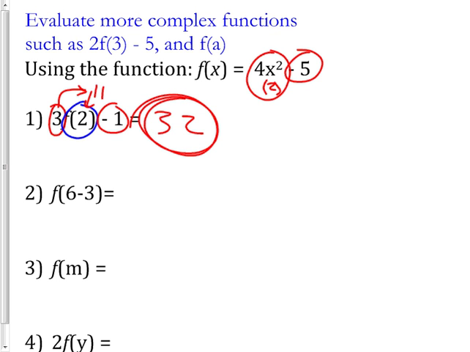Okay, next one. 6 minus 3 is just begging to be done, and you can do that. If it's in the parentheses, you can do it. That's one of those rules in math. Something in parentheses, if you can add them together, go ahead. There's nothing stopping you. So 6 minus the 3 is 3. So then it's really just f of 3. And that 3 then gets squared, which would make 9. 9 times 4 makes 36. And then minus the 5 makes 31.